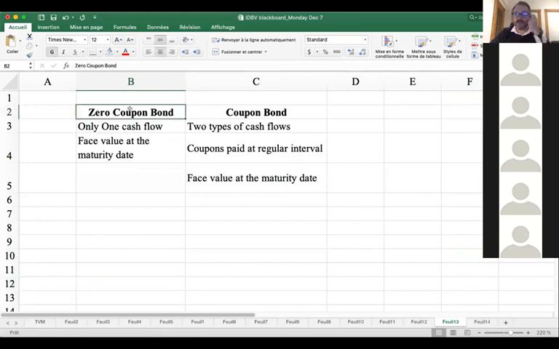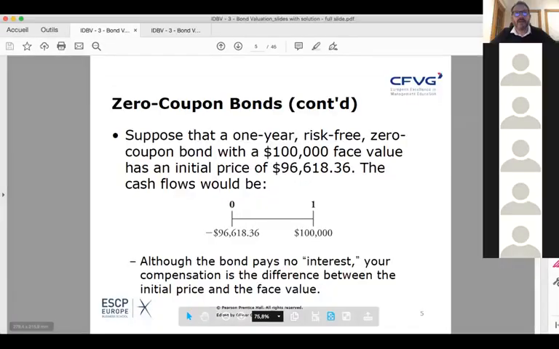So there are two types of bonds. The first is what we call the zero coupon bond. In this one, there is only one cash flow: the face value that you receive at the maturity date. This is the one we discussed yesterday. Like for example, we can see in the PDF document here, we have this example of a zero coupon bond. You pay 96 today and you will receive the face value in 1 year. So the IRR, the internal rate of return of this opportunity, is actually what we call the yield to maturity. It's the return you can earn from the bond.